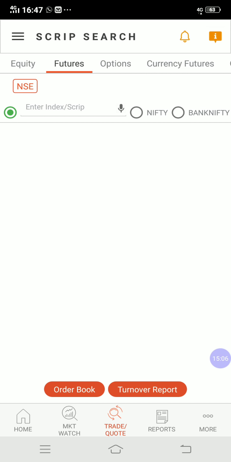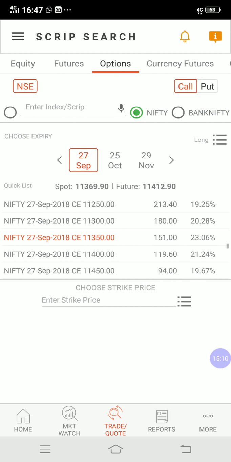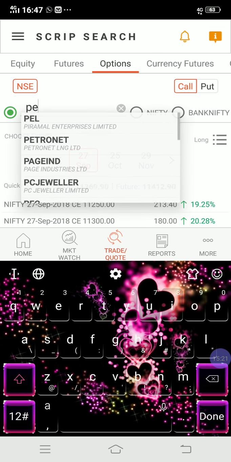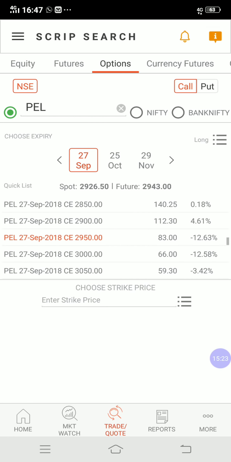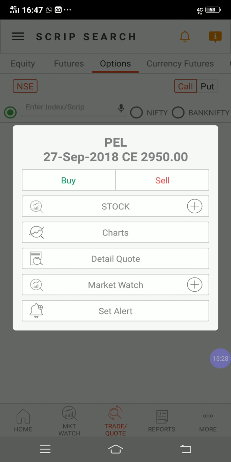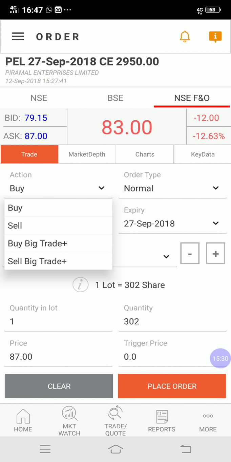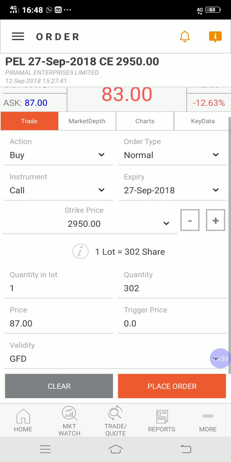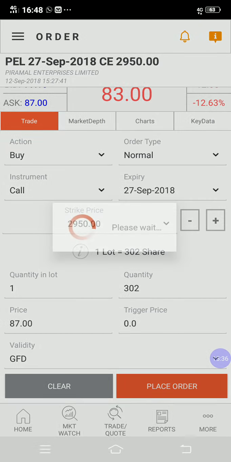And now the foremost and the main thing which we regularly do is options. So there are options. You have call option, put option here. If you're going for a call option of any script, I'll just tell you first any script, PEL, let me take PEL. Okay, so PEL. So I would like to go for an option of PEL. Directly I'll click it, buy. Okay, so buy. Then again I go for place order.